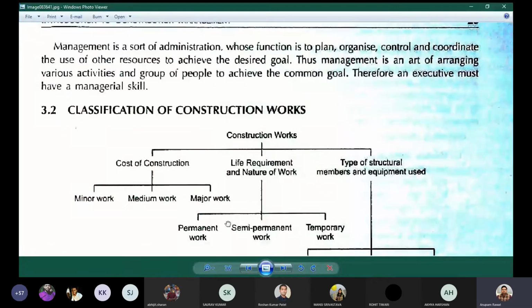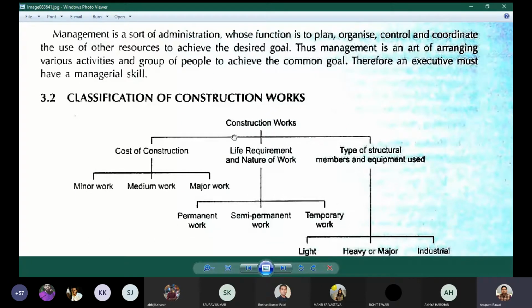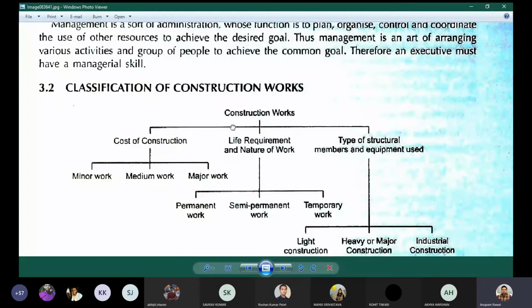And management is the sort of administration whose function is to plan, organize, control, and coordinate the use of resources to achieve the desired goal. Thus, management is the art of arranging various activities and a group of people to achieve a common goal.